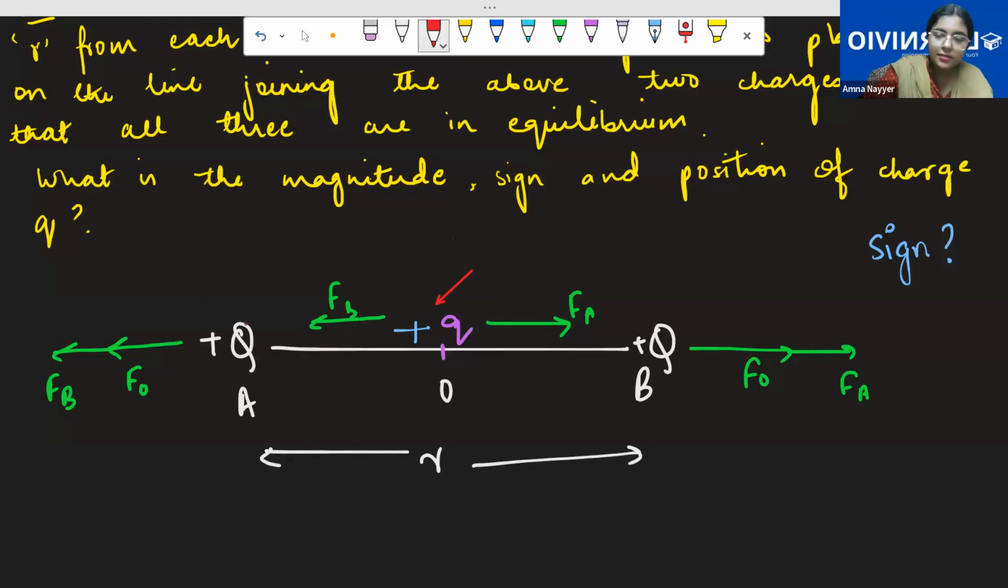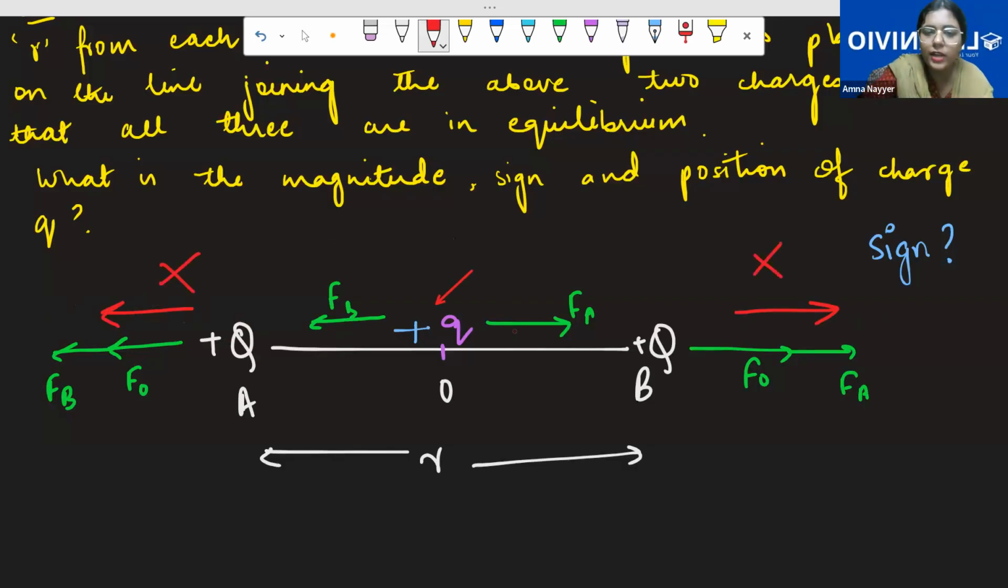But what about this? Forces are getting added over here. If forces are getting added over here, this charge will definitely move towards the left. While this charge, because both the forces are acting towards the right, will definitely move towards the right. So this won't be in equilibrium.